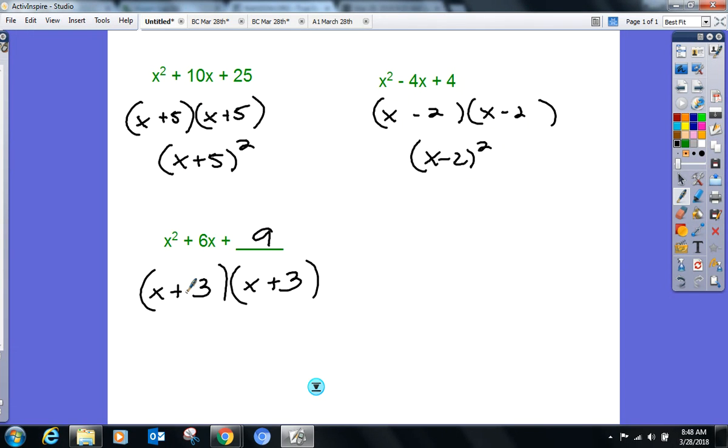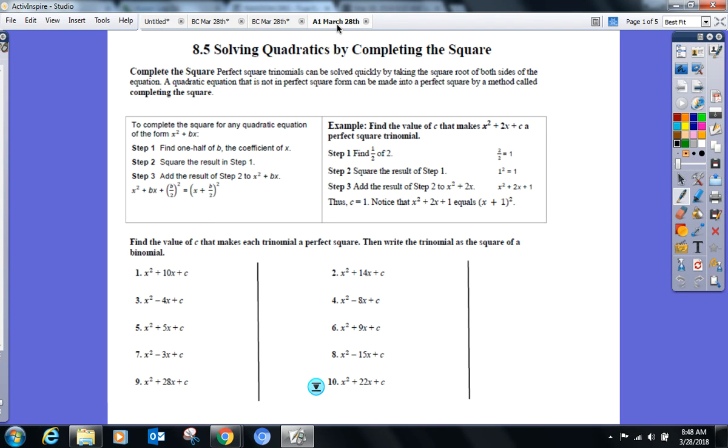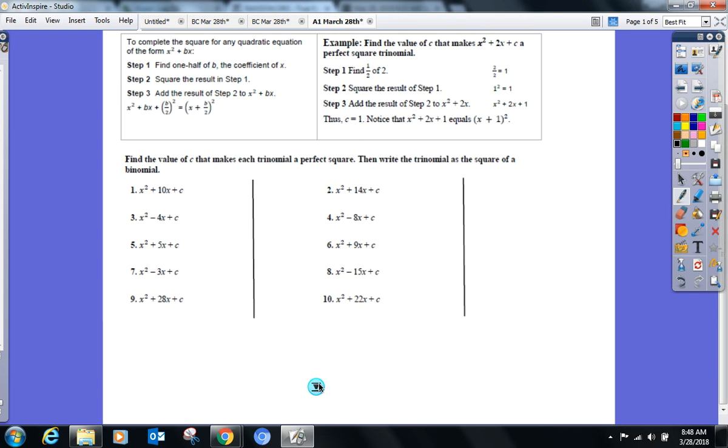Everyone ready? What was my original B value? 6. She cut it in half. What did she get? And then squared it. One more time. What was my original B value? 6. She cut it in half and then squared it. There you go. That's how you find the missing C value for any perfect square trinomial. Take your B, divide by 2, take half of it. We should be able to fly through these here.